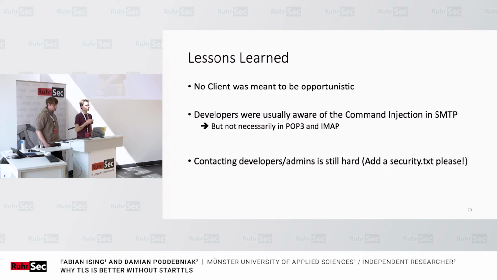Let's start with some lessons we learned during our disclosure. First, to answer one of the questions we asked ourselves in the beginning: clients are not meant to be opportunistic. Most of the developers we talked to recognize the issues as vulnerabilities and fix them. So STARTTLS, at least in mail clients, is not opportunistic. As said before, server developers knew the command injection in SMTP, but not in IMAP and POP3, which kind of surprised us. And the last lesson ties back to the issue Damian posted. Contacting developers and admins is still hard nowadays. If we could just all agree to use a security.txt or have some way of letting researchers know where to contact people, that would be really great.